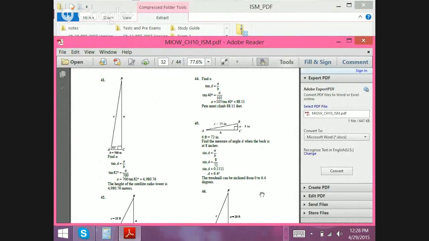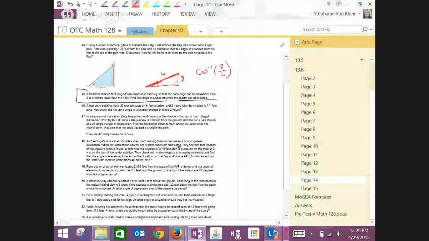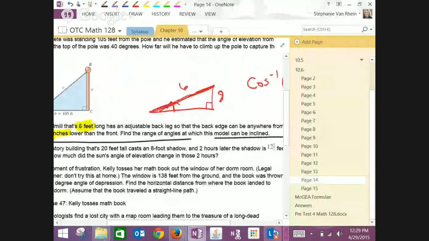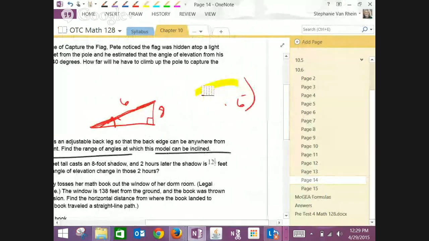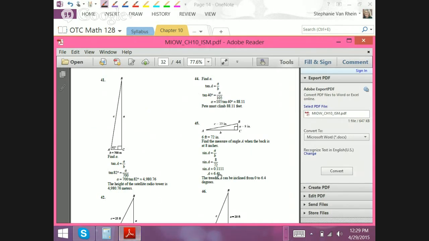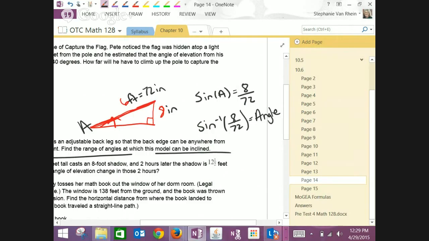It's in inches? Oh, sorry. Is it in inches, and this is in feet? So you have to be very careful with that. I didn't pay too much attention. You need to convert this to inches first. So this is 6 feet, which is 72 inches, and this is 8 inches. So it's sine; let's call this A. Sine of A would be 8 over 72. If I take sine inverse of 8 over 72, it would give me the angle. So your angle is going to range from 0 to 6.4 degrees. Make sense? Yeah.